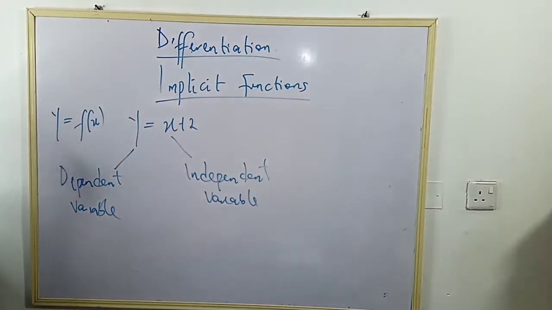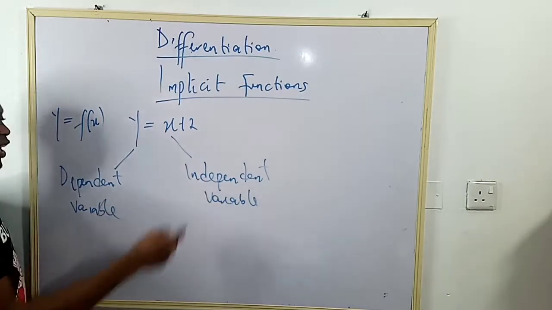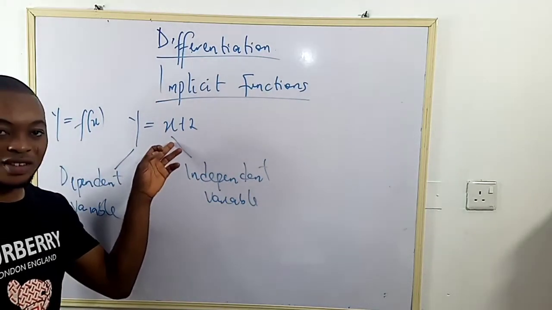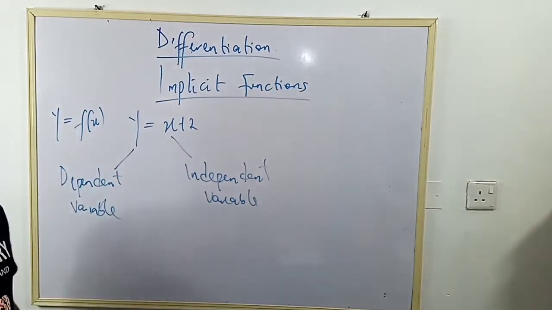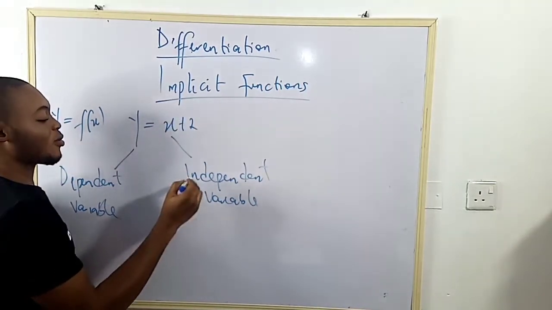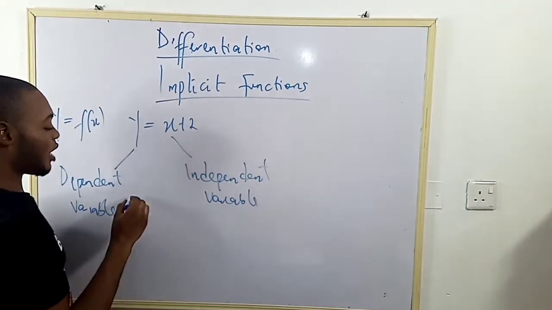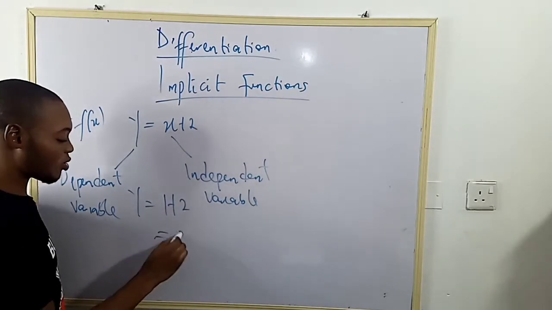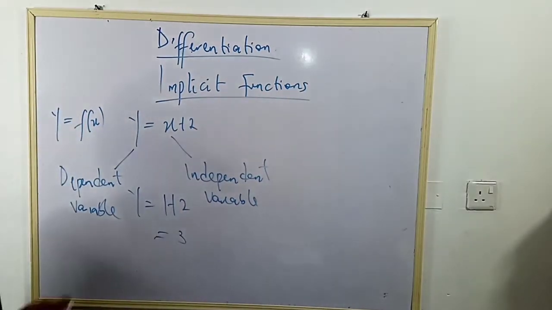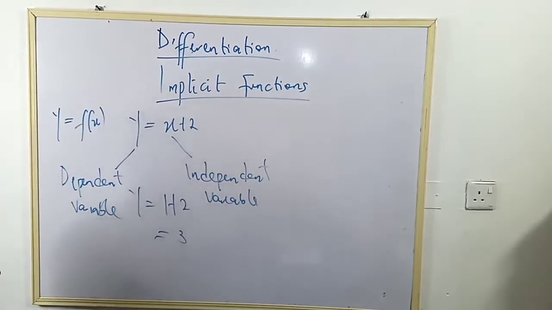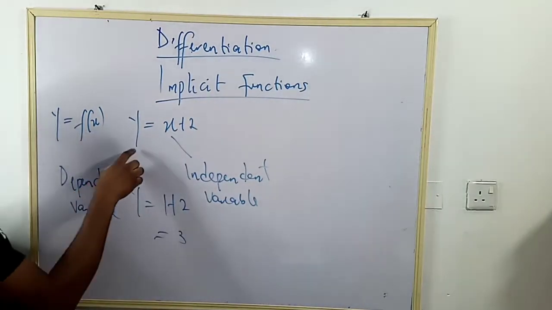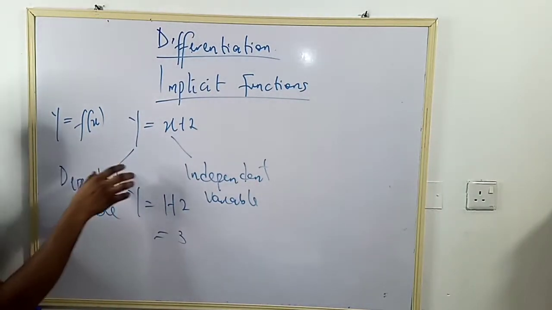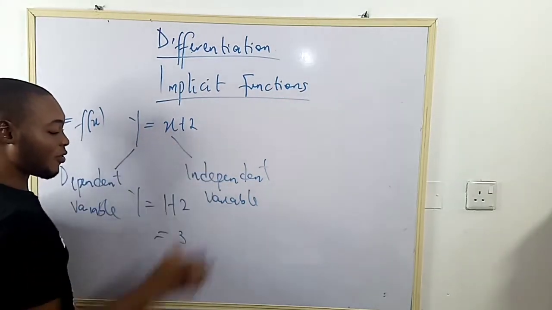The meaning of this is that y depends on x. Whatever the value of x is will determine the value of y. So if x is 1, that means y will be equal to 1 plus 2, which is equal to 3. That's what we call y the dependent variable and x the independent variable. In this case, you can see y is on one side and it's expressed as a function of x.